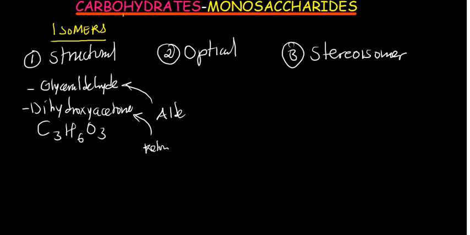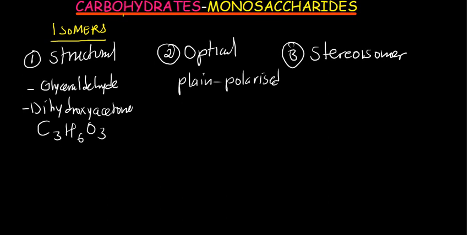Now, optical isomers are isomers which turn plane polarized light, either to the left or to the right. When you're talking of plane polarized light, you can think of goggles. When someone is putting on goggles, or let's say specs, the light that enters the goggles is going to be polarized, meaning it is going to be deflected. It will turn. So the light can either turn to the left or to the right.